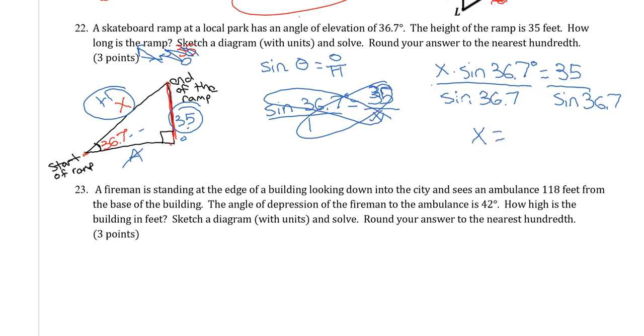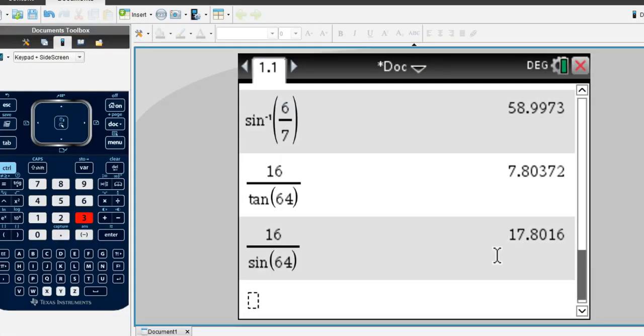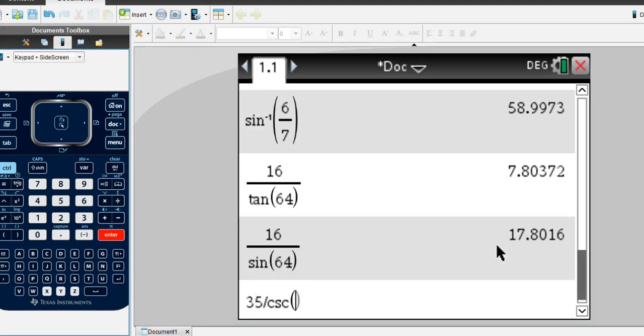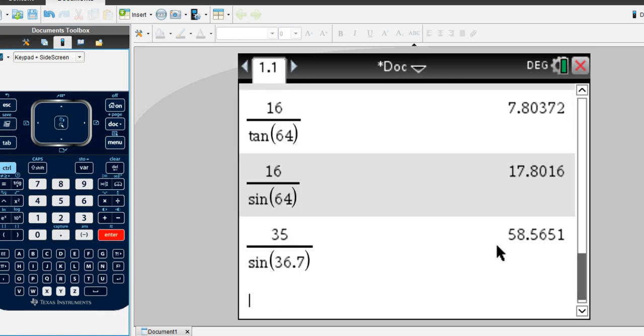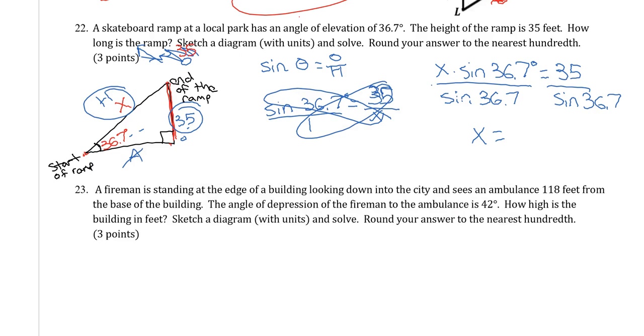35 divided by the sine of 36.7 degrees is 58.7. This is in feet. Okay. So the length of the ramp is 58.7 feet.